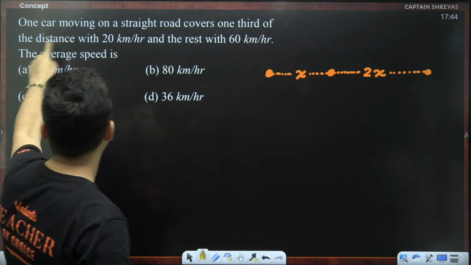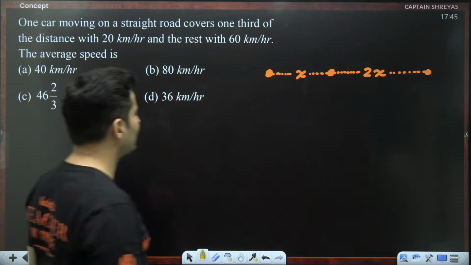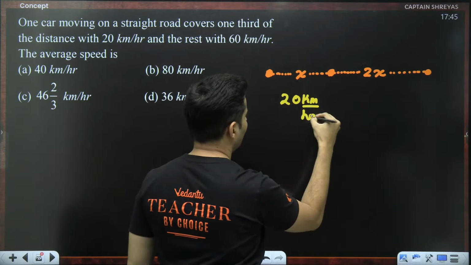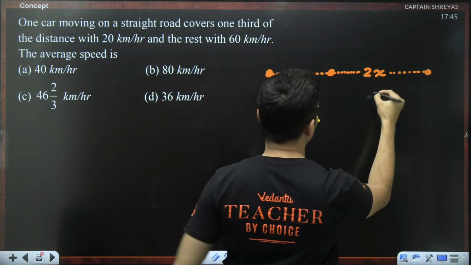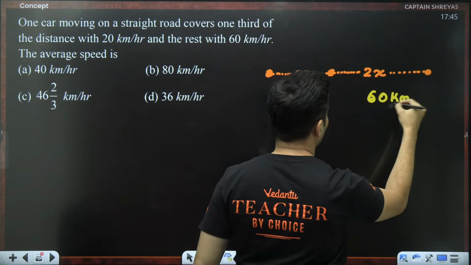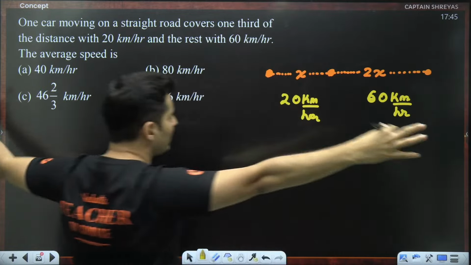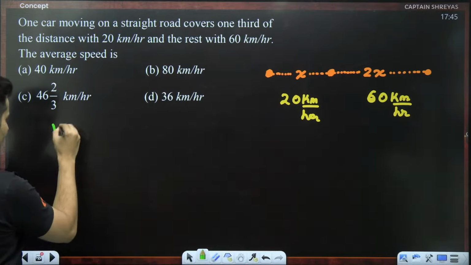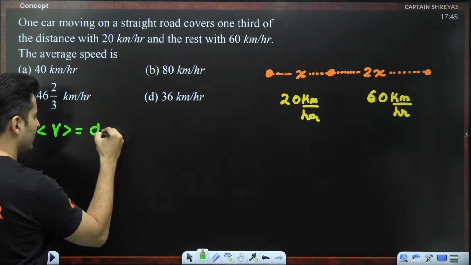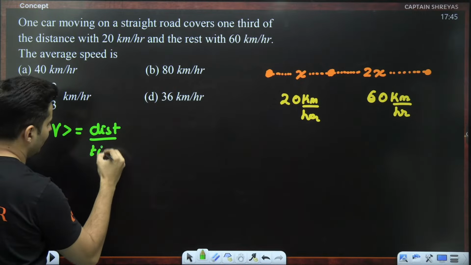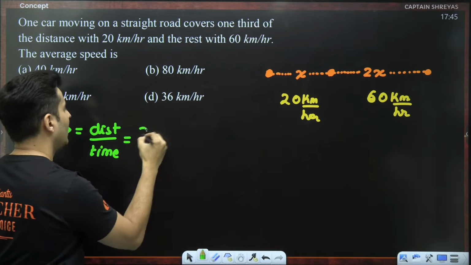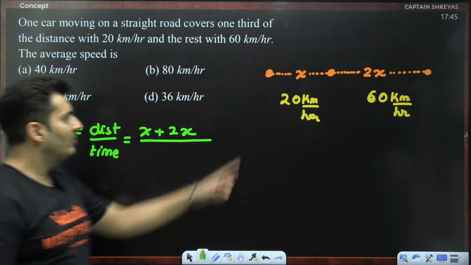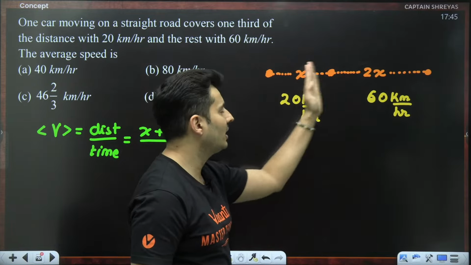For that initial part, you are moving with a speed of 20 kilometers per hour. And for that remaining part, you are moving with 60 kilometers per hour. Question is, for the entire duration, what's your average speed? What is the definition of average? Come on, guys. Average speed. Total distance and total time. Total distance is x plus 2x. Total time from here to here and here to here.